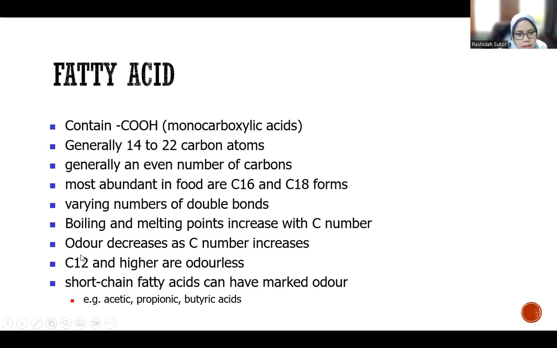Odor decreases as C number increases. That means when the C number goes from 14 to 22, as the C number increases, the odor will decrease. Let's say C12 and higher are odorless. Short chain fatty acids (SCFA) have marked odor, for example acetic, propionic, and butyric acid. They have a distinctive odor, right?